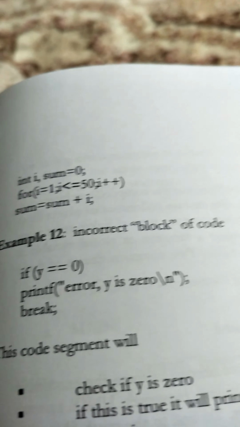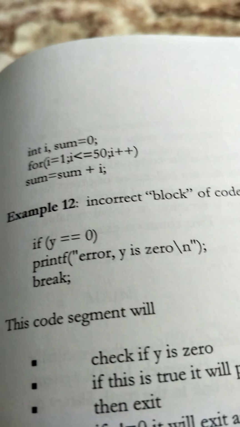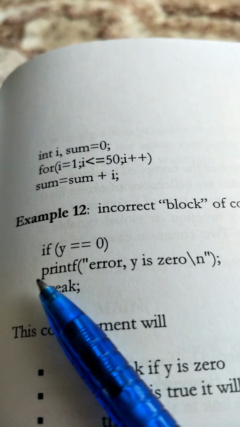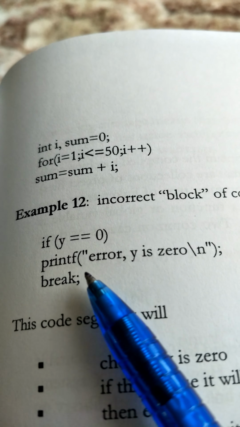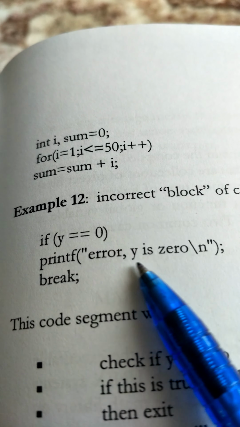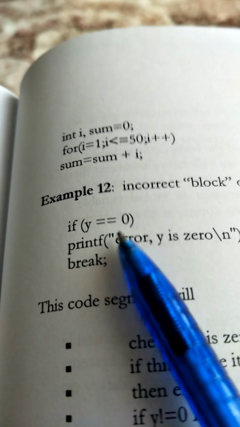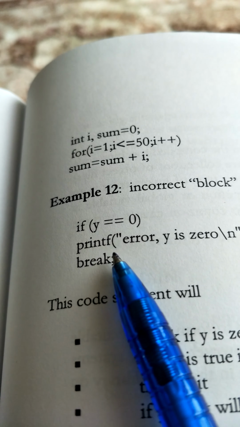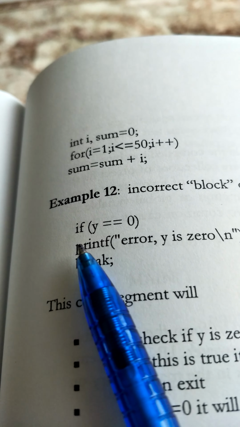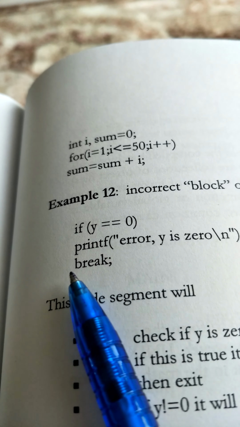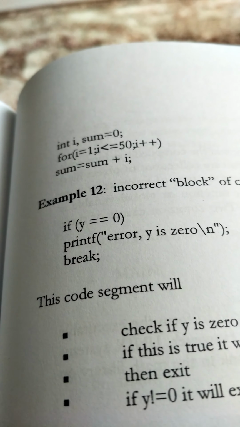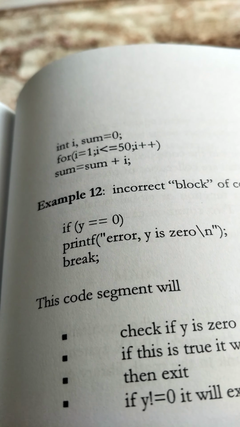And incorrect block here. Yeah, incorrect block of code. So if y equal to 0, printf, you have all these things. If you can see here, it contains more than one statement. So if you want to put these two statements under one if, then you need to put an open curly bracket there and a close curly bracket there, then your program will be correct.